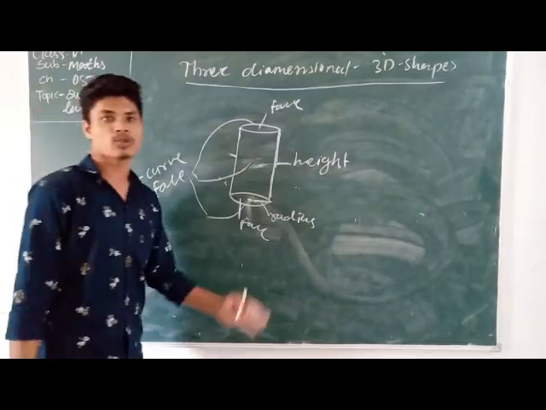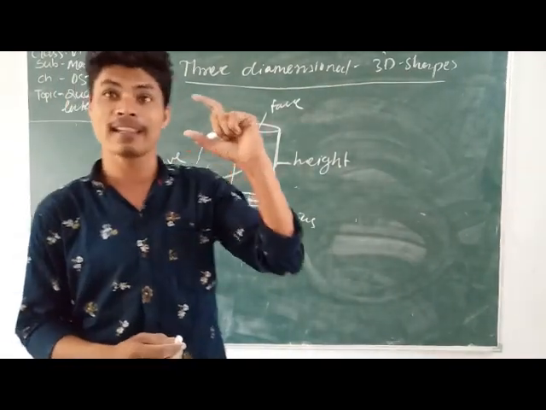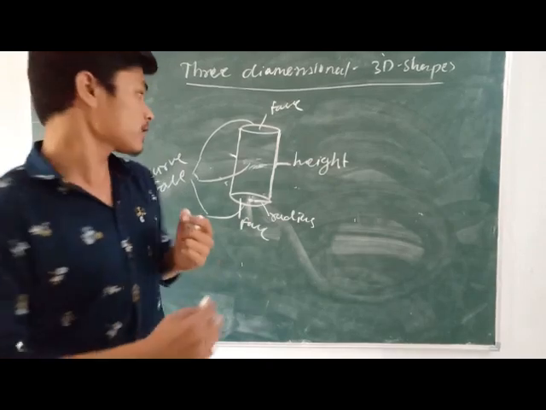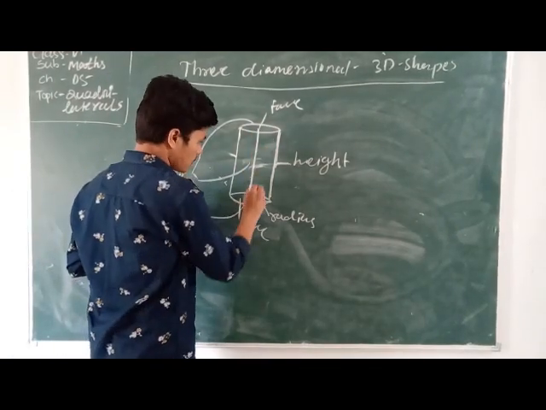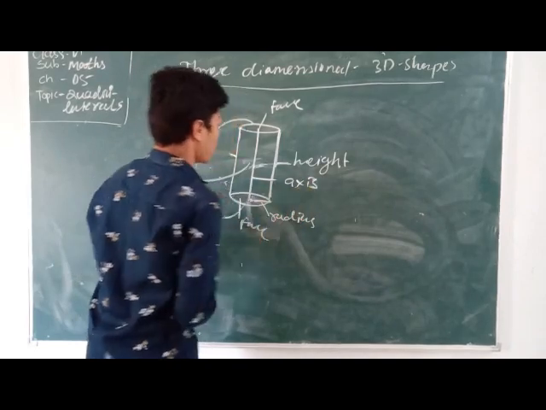Also, an axis is there. We see the battery. In a battery, in the center, one black cell is there. Black, that is carbon. That is called the axis. Yes, it is called the axis. So these are the parts of the cylinder.